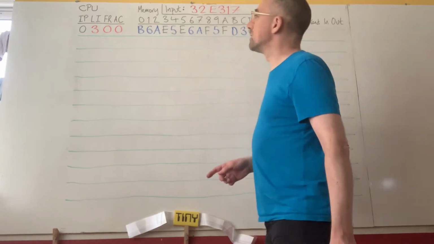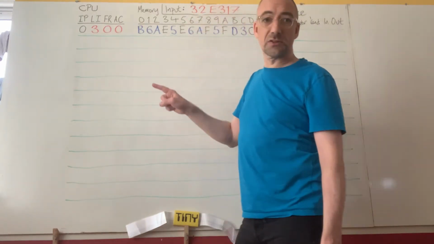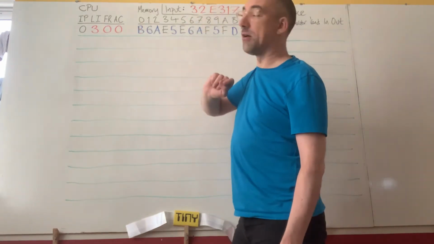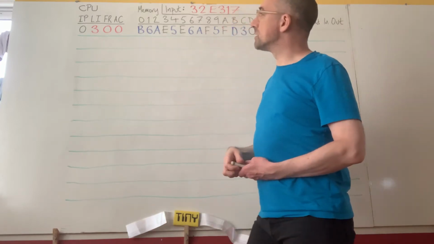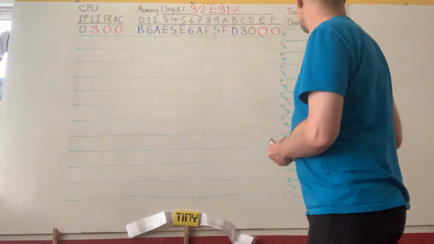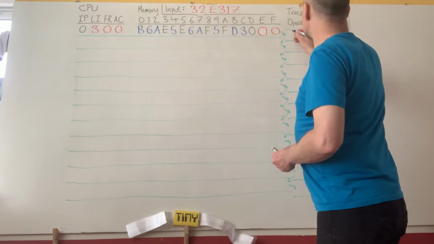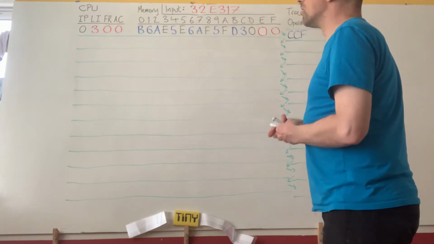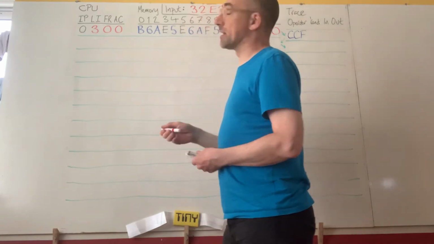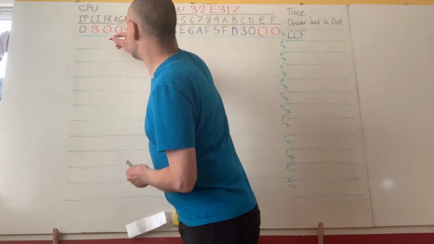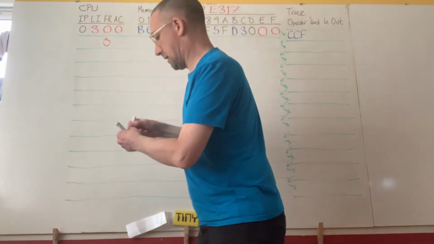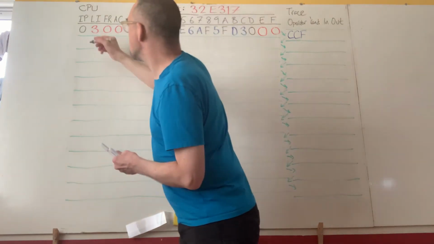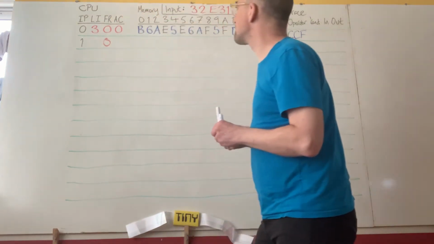Let's get cracking. The instruction pointer is 0, so we're starting at the start of memory where we find the operator B, and B decodes as clear carry flag. Now if we look at the flag register, we can see the carry flag is already clear, so that's going to stay 0, and the instruction pointer will move on to 1.